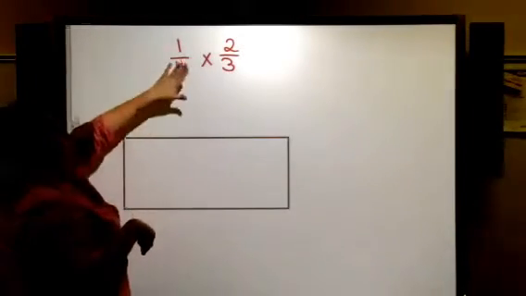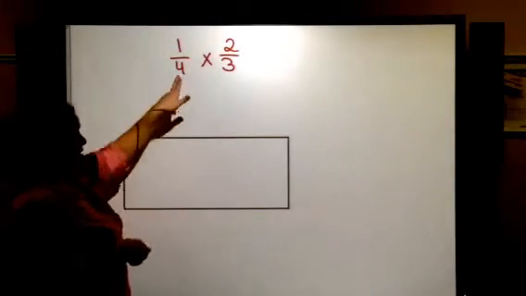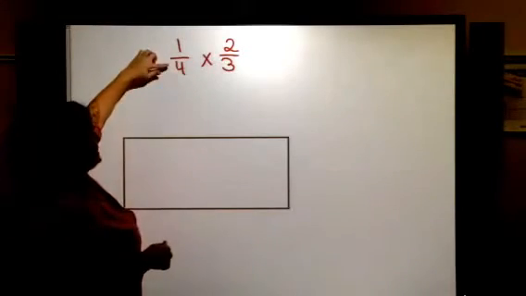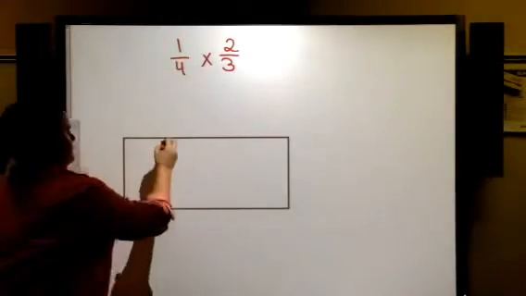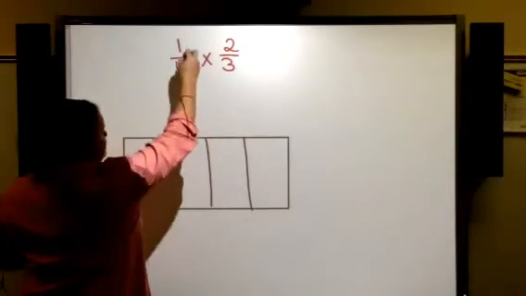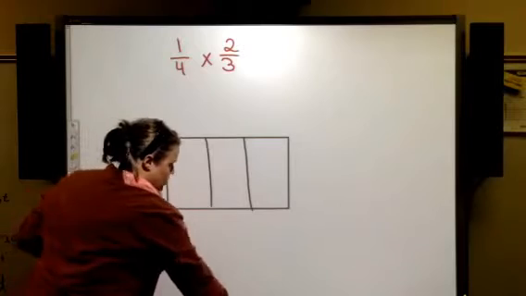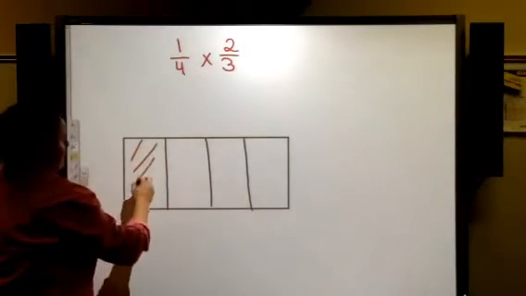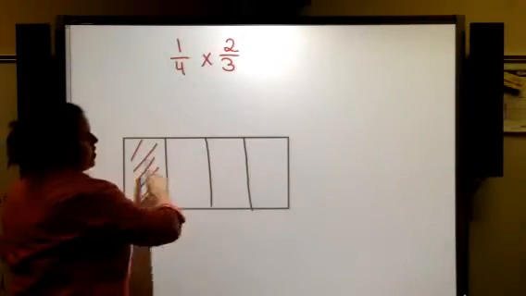When I have my rectangle, I'm going to take my first fraction and divide my rectangle by the denominator. This one says fourths, so I'm going to divide my rectangle into fourths by the columns. And it says shade in 1/4. So I'm going to take my pen and shade in 1/4 of my rectangle.